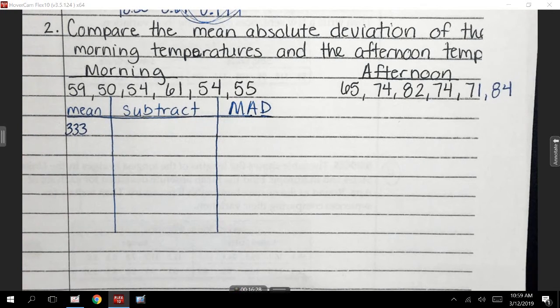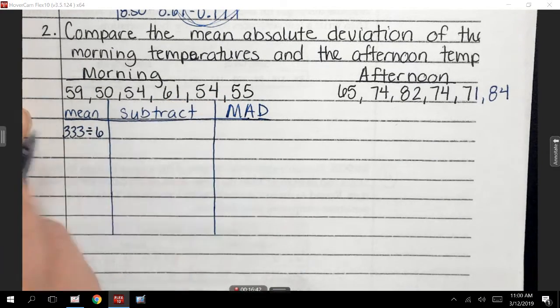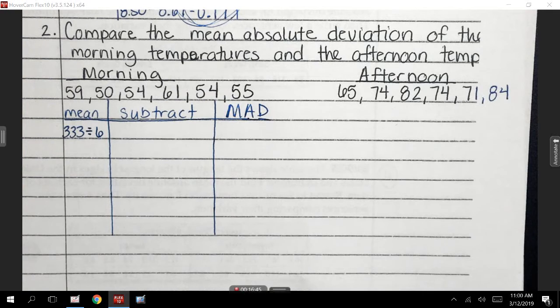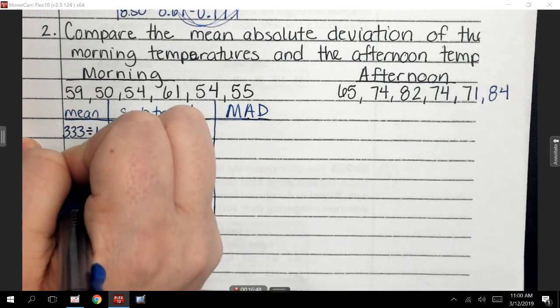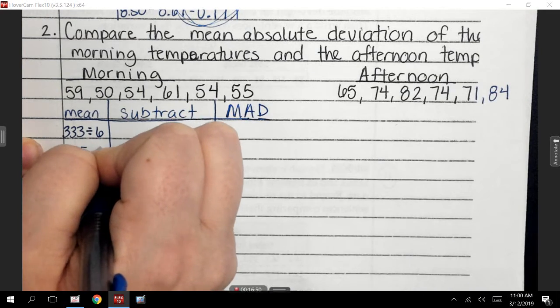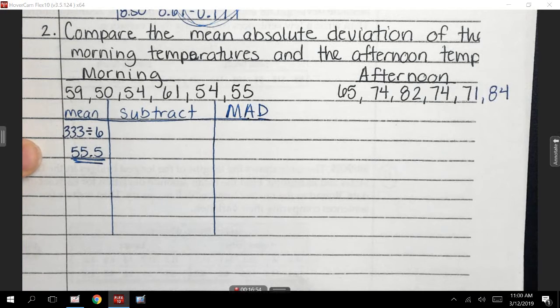After I add them up, now what do I do for the mean? Javon? Double check, you left a number out. Amaya, what do I do now that I've got them out? Divide it by 6 because there were 6 numbers. Go ahead, Chris. On my calculator, Truett? You get 55.5. There it is. I'm going to underline it so we know that's what we get.